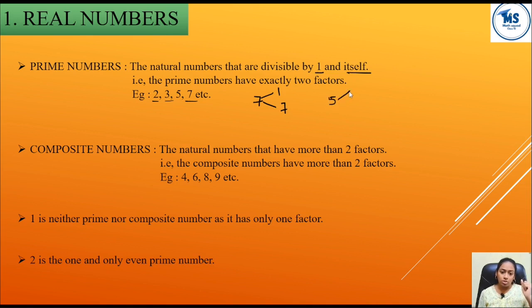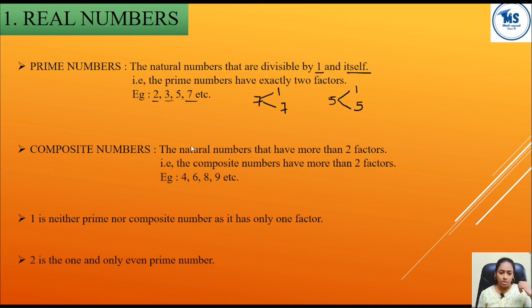5, what are the factors of 5? What are the numbers that divide 5? 1 divides 5, and then comes 5. 5 divides 5. So the factors of 5 are 1 and 5. There is no other number that can divide 5. So such numbers are called prime numbers.